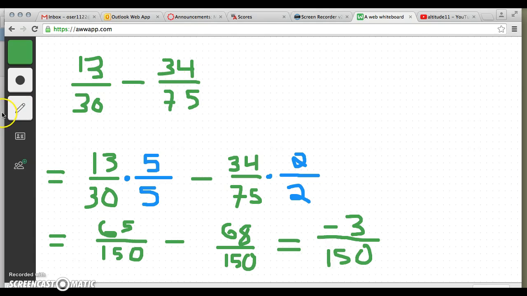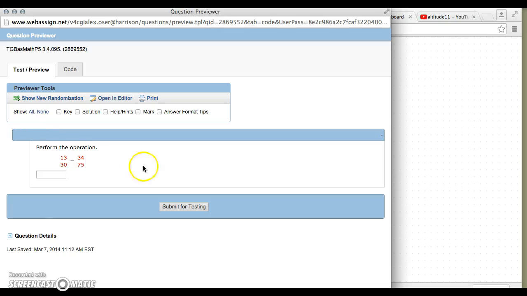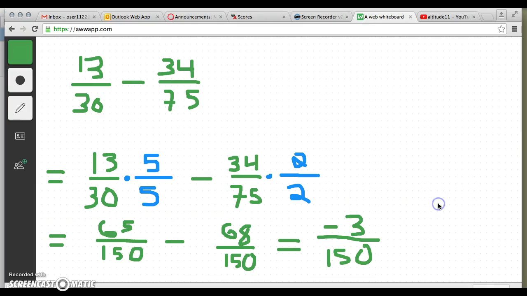Let's take a look if it asks. It just says to perform the operation, so I think that it might accept this as the answer, although I do want to point out that you can simplify this answer because your denominator 150 contains a factor of 3, which you see up in your numerator. So your numerator here is -3 all over 150, and 150 is the same thing as 3 times 50.